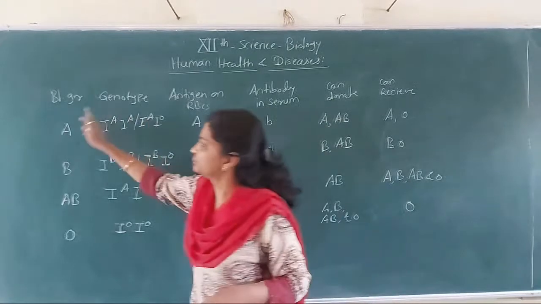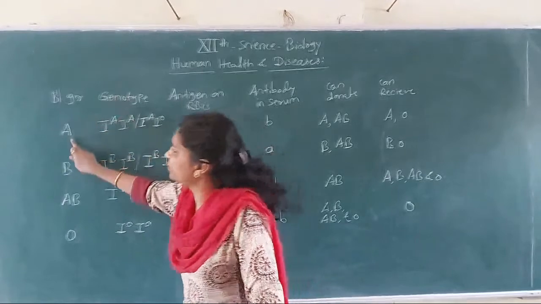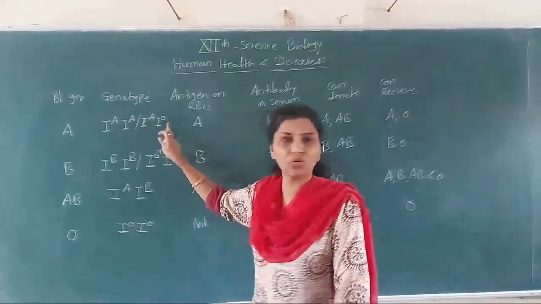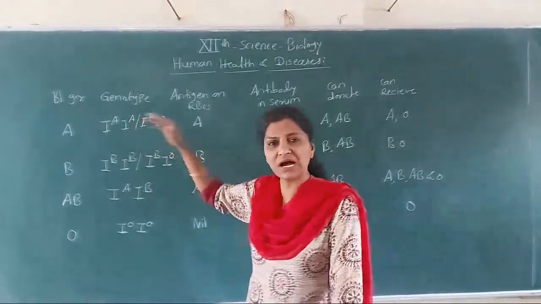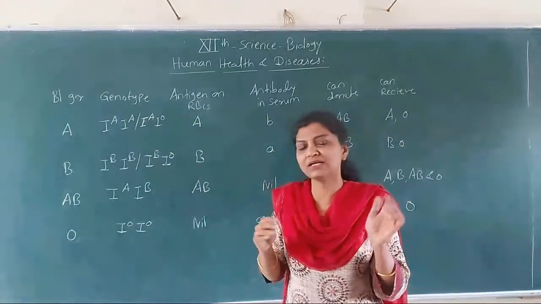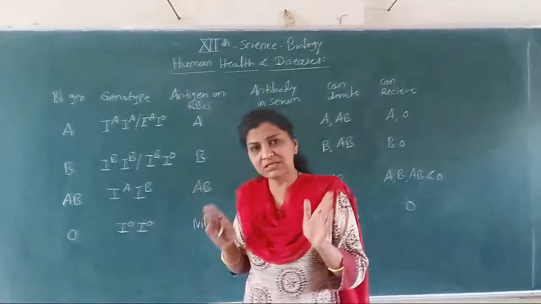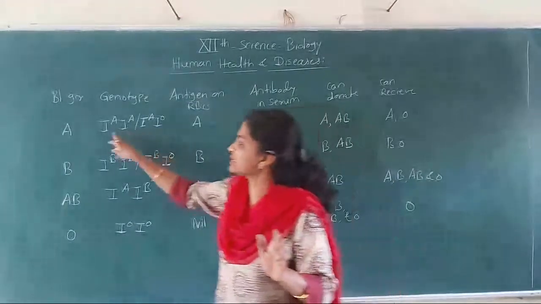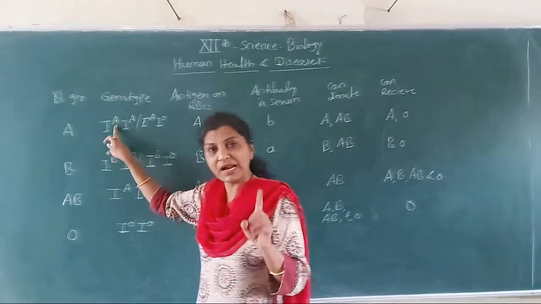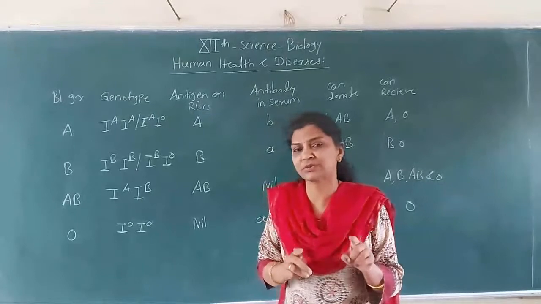So first, blood group A. The genotype of blood group A is IAIA or IAIO. That is the genotype. The I gene is responsible for the blood groups. Blood groups are inherited from the parents. So the I gene is responsible for the blood group. Here is the I gene, of which there are three alleles. These are A, B and O. These are the three alleles of the I gene, which is responsible for the blood group.